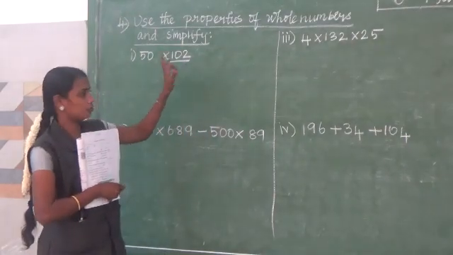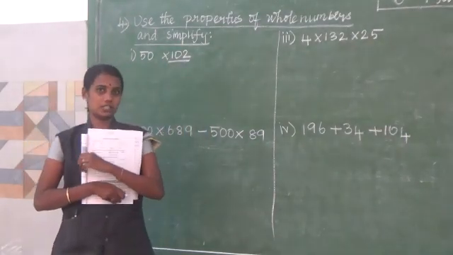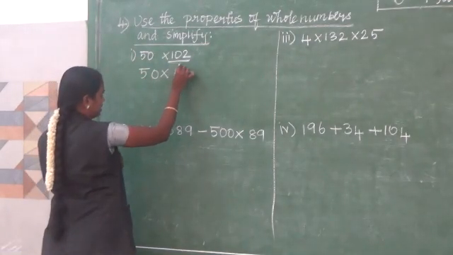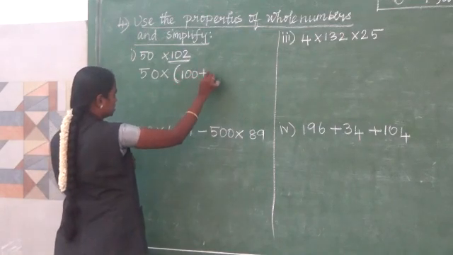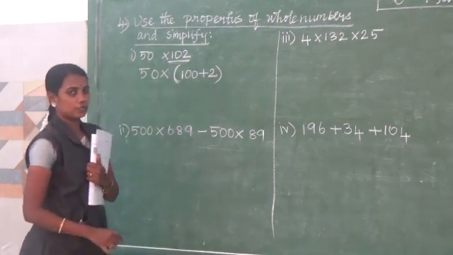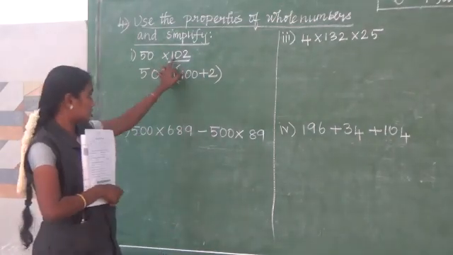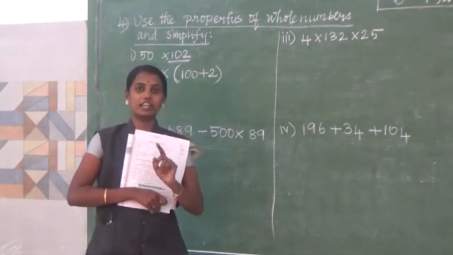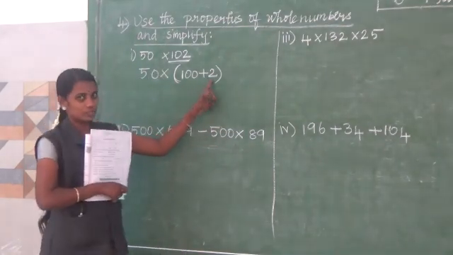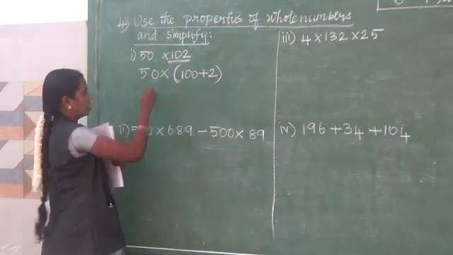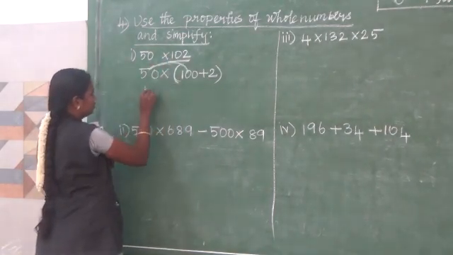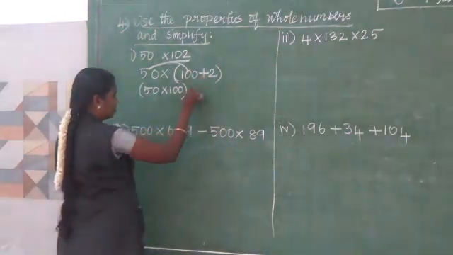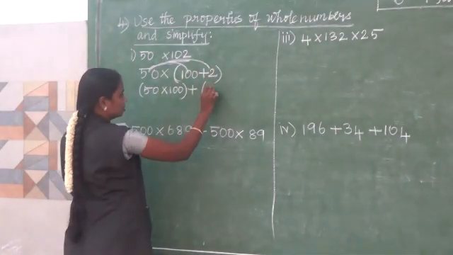So the 102 we are splitting as 100 plus 2. 50 into this 102, I am writing 50 into bracket 100 plus 2. Can you identify which property it is? What did I do? I distributed the number. So it is distributive property of multiplication over addition, because I added here. So now multiply, distribute the number 50 into 100, bracket, what sign is here? Plus 50 into 2.